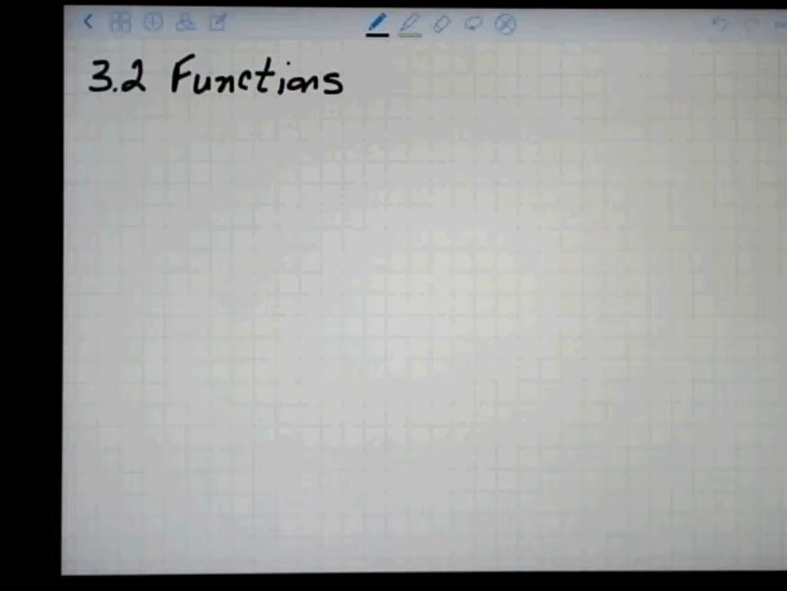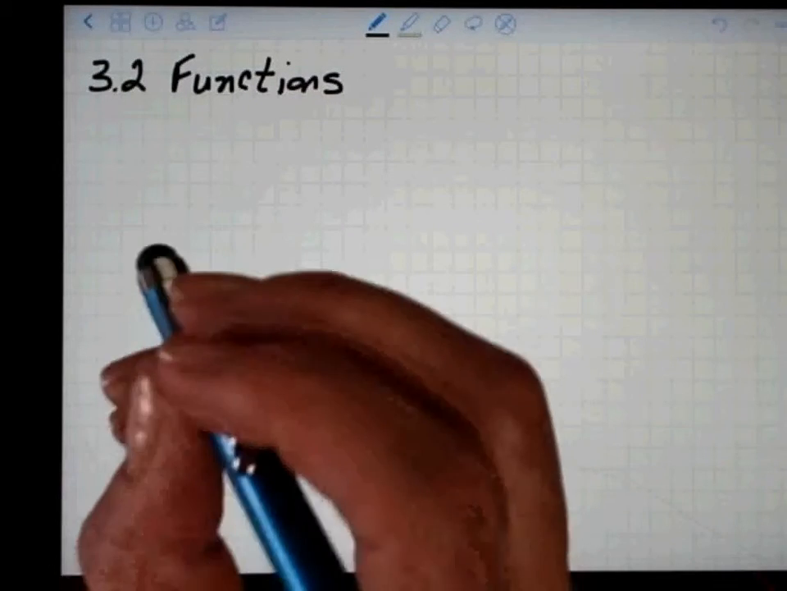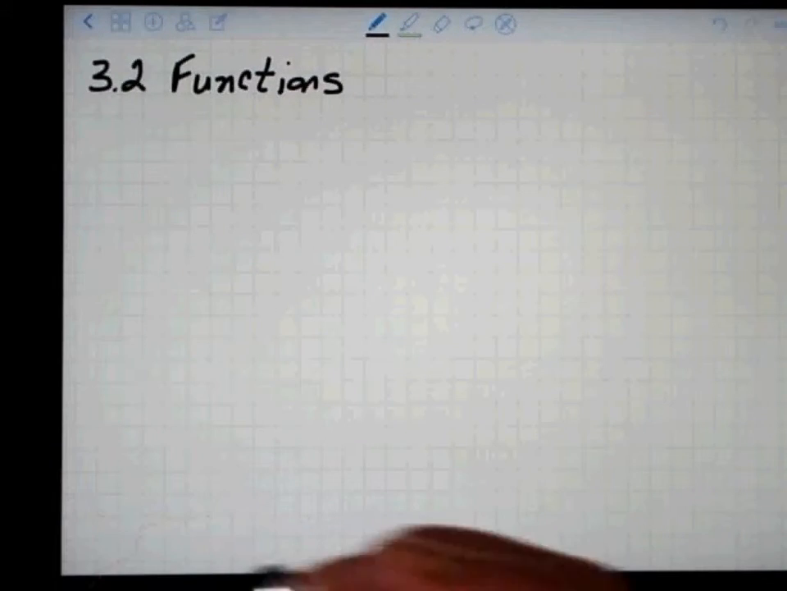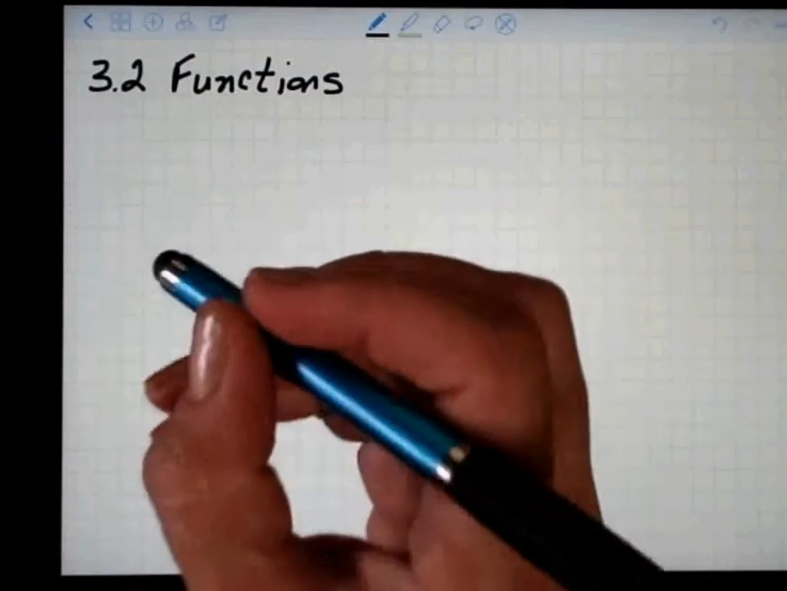Hi, today I want to talk with you about functions. And the way to think about functions is that functions are the machines of mathematics. They have inputs and they have outputs. Let's take a look at the example that's given in your textbook, example 3, the softball toss. This is on page 191.